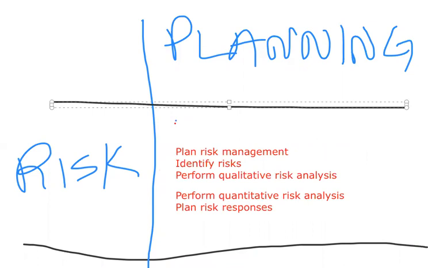Plan risk management, where you're planning how to manage risks. Identify risks, where you identify uncertainties, positive or negative. Perform qualitative risk analysis, which is more like a relative assessment, perform quantitative risk analysis, which is more numeric, and plan risk responses. And that, my friends, is all we have for today, which was quite a lot.